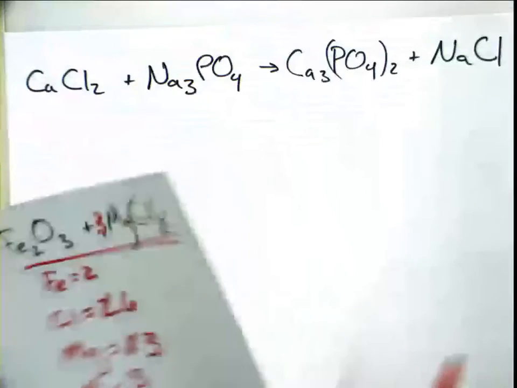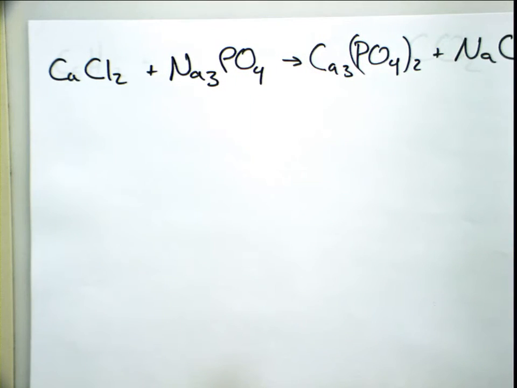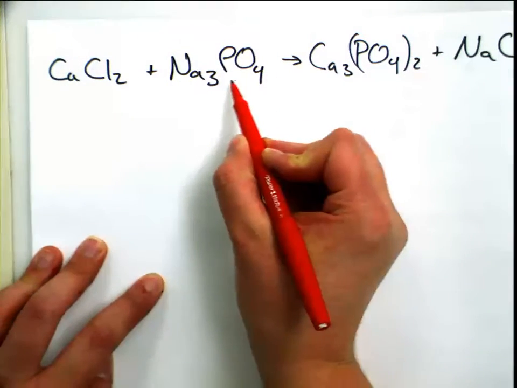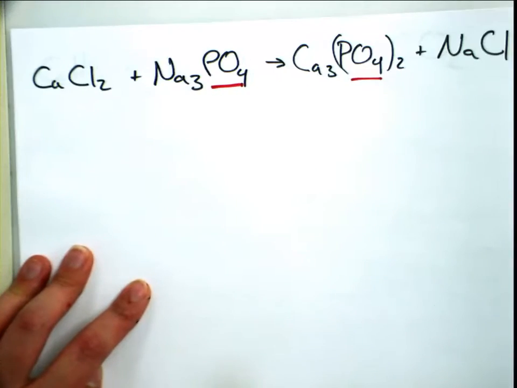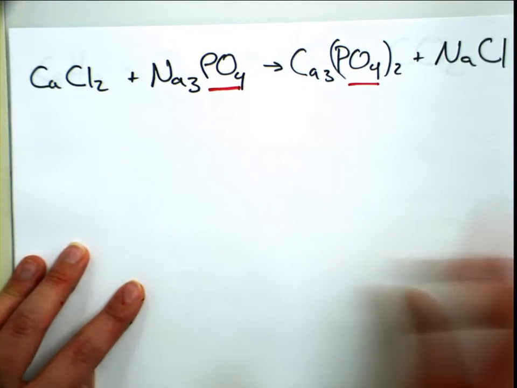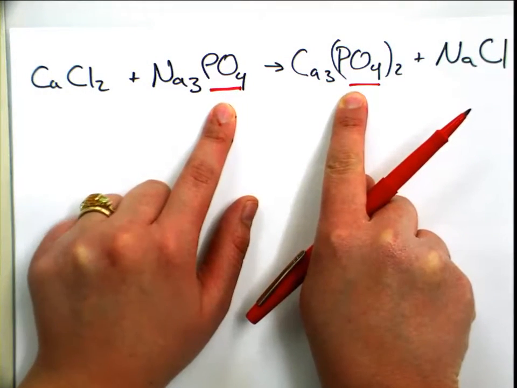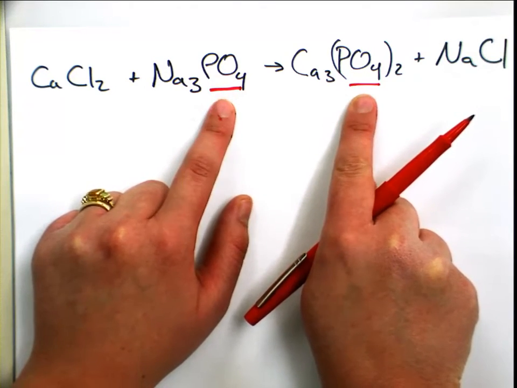The next example here is the reaction of calcium chloride and sodium phosphate to give calcium phosphate and sodium chloride. Now I chose this example because we see we have the phosphate polyatomic ion on both sides of the reaction. When this is the case, we don't have to balance for both phosphorus and oxygen. We can balance for the phosphate polyatomic ion as a whole.